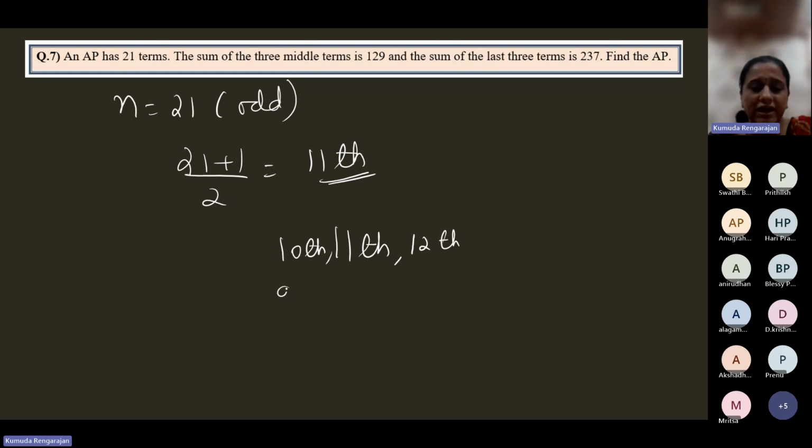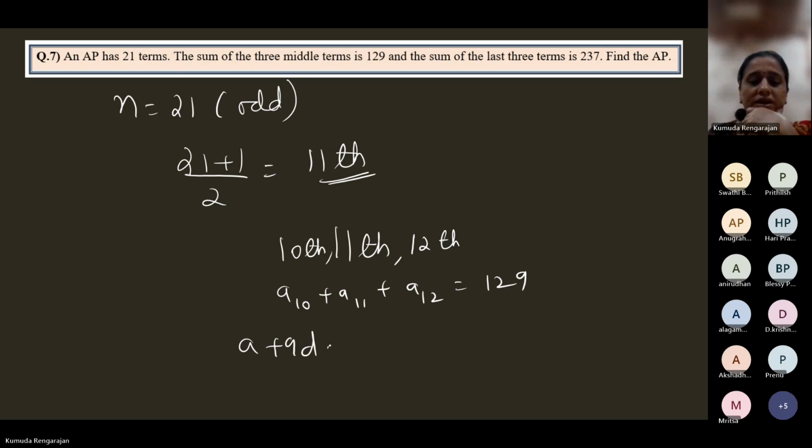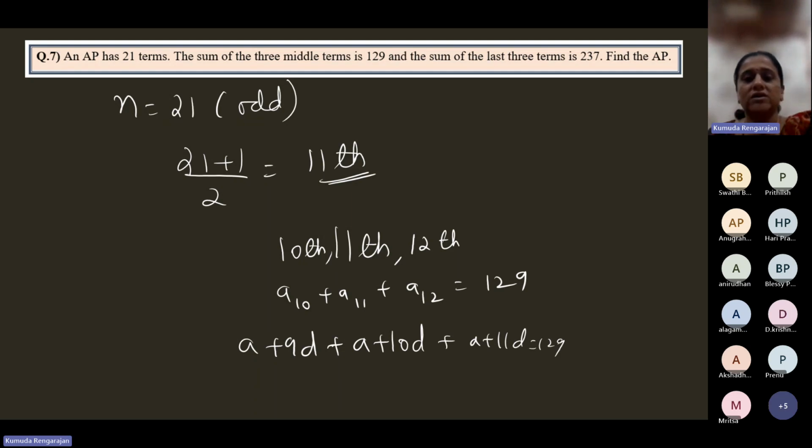So it's given that A10 plus A11 plus A12 is equal to 129, the sum of the three middle terms. A10 is A plus 9D, A11 is A plus 10D, and A12 is A plus 11D, which is equal to 129. So on working this, you will get one equation in A and D.